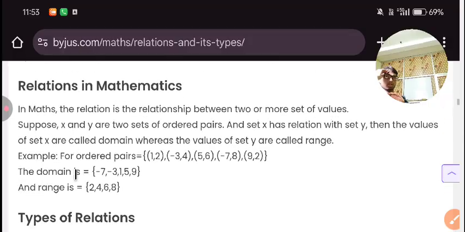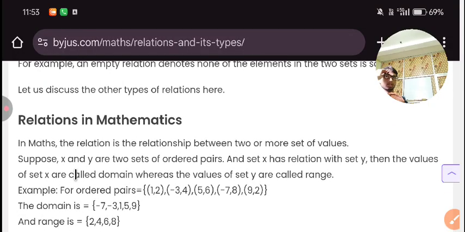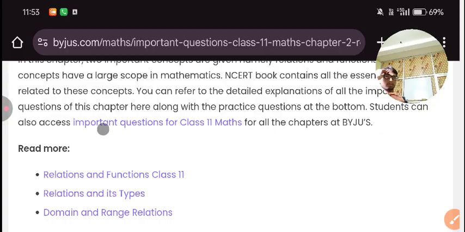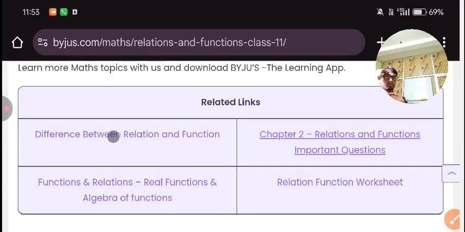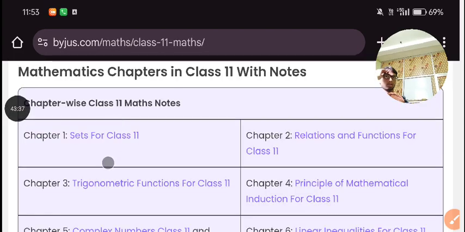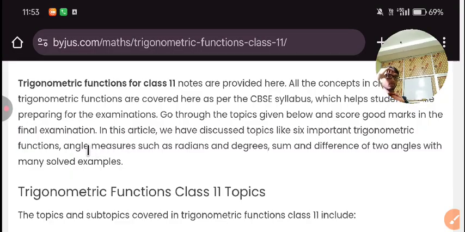Sets and relations. Okay, this is clear. Now let's explore trigonometric functions.